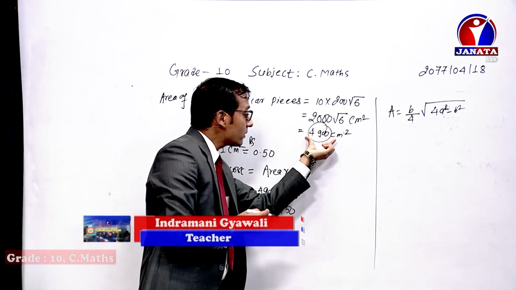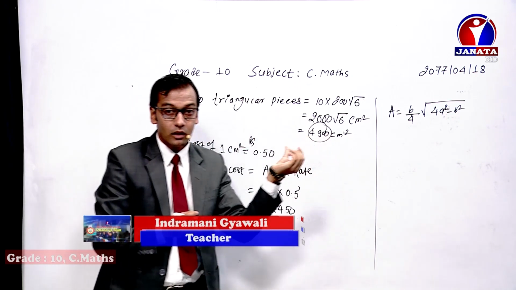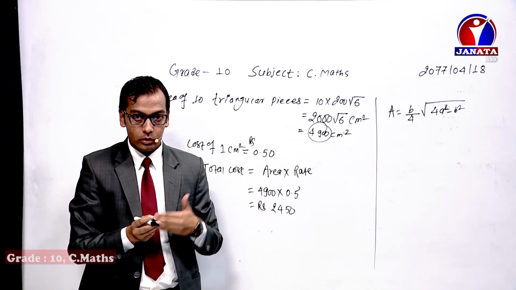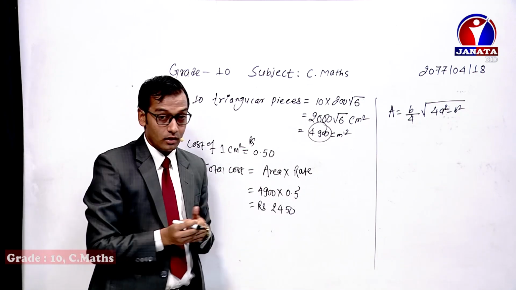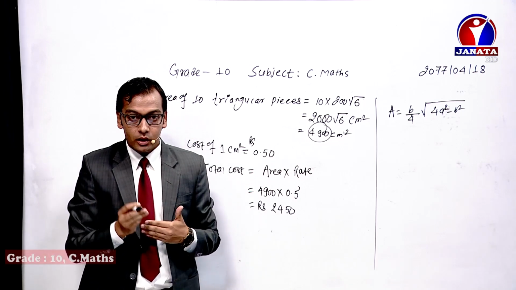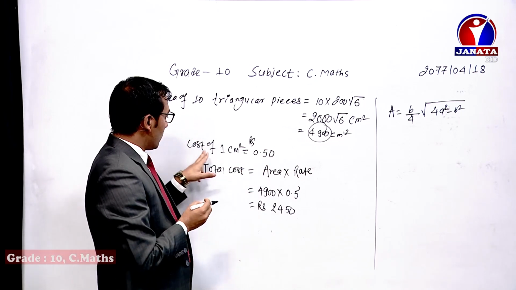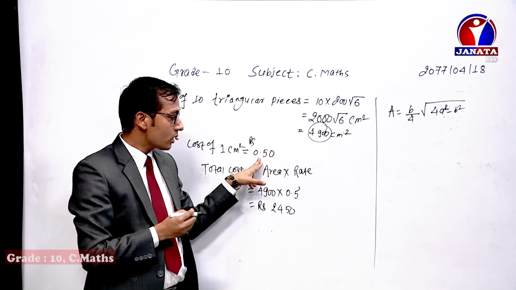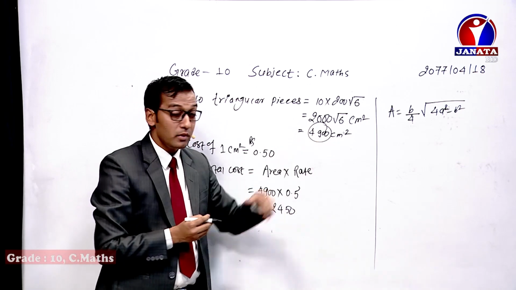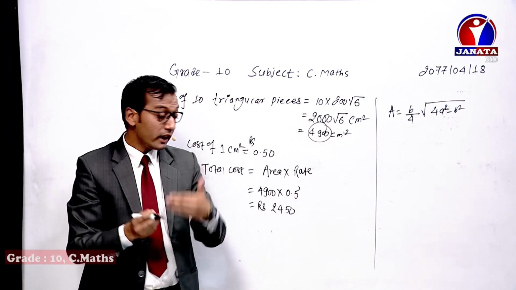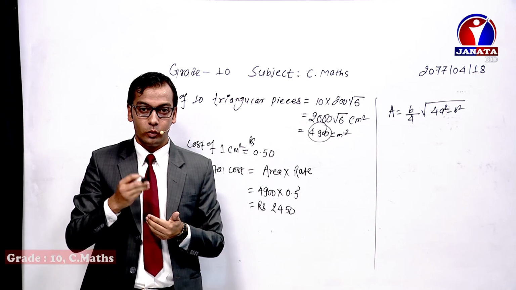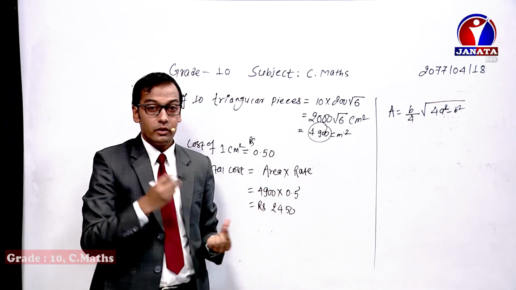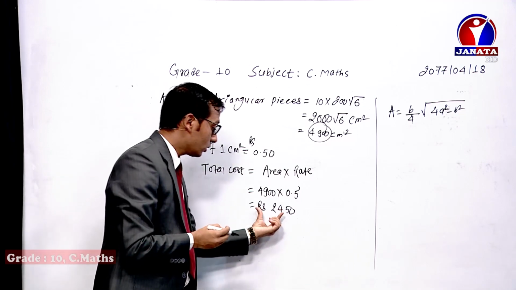Similarly, after finding the total area of cloth required, here is the second part. What is the total cost? Total cost is area times rate, because we can use the unitary method here: the cost of 1 cm square is rupees 0.5. What is the cost of 4900 centimeter square? Obviously it will be more than 0.5. So we multiplied 4900 with 0.5 and we obtained the total cost.